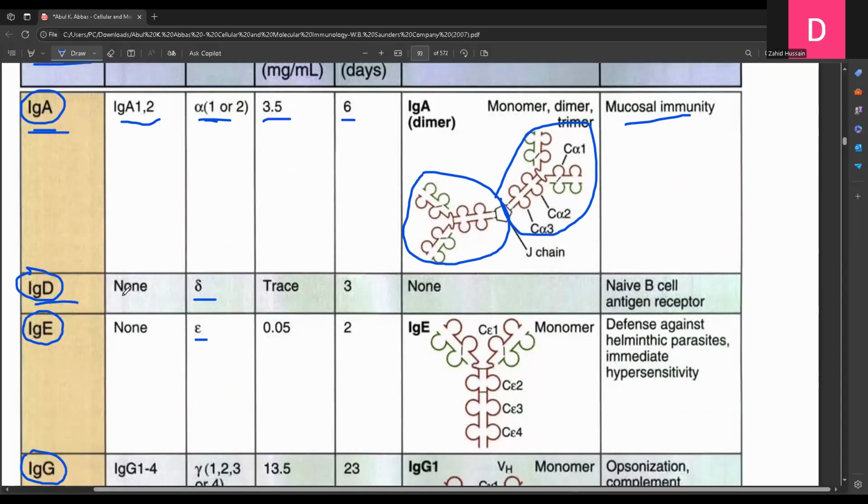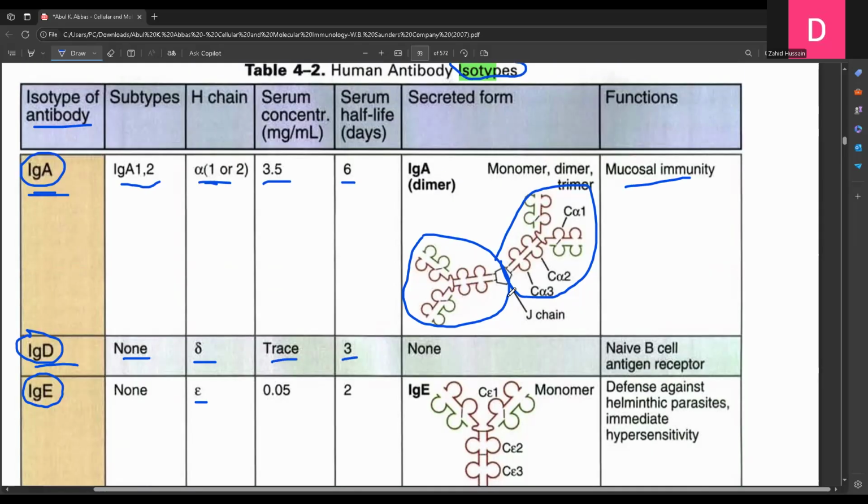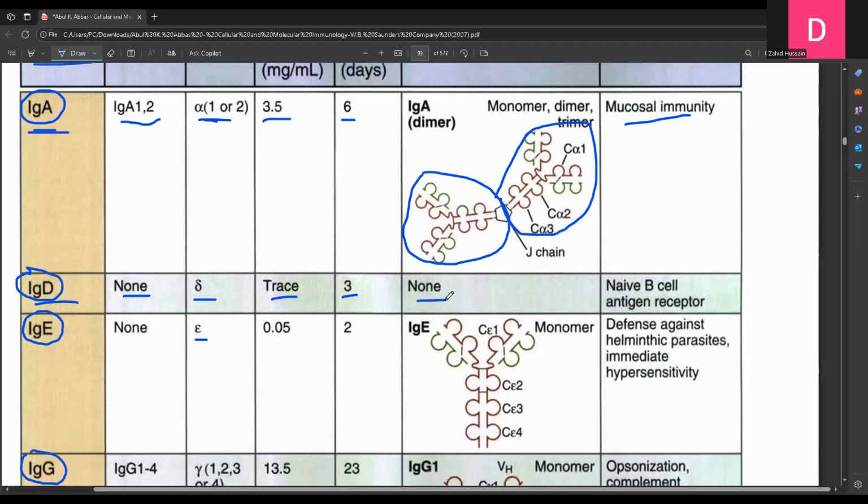For IgD, there are no subtypes, and there's only one type of chain, the delta chain. Its amount is very less, and its half-life is 3 days. This secreted form is not secreted, and it is only present on the naive B cells as antigen receptors. So it has not so important a function in the body.